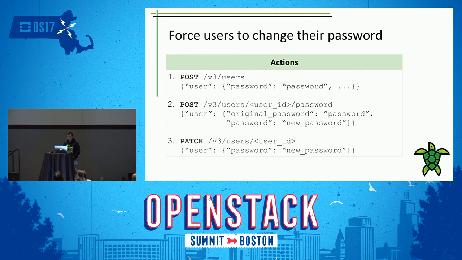And after, if they forget the password or they need an administrative reset for some reason, the administrator is going to run the third command here, which is updating the user entity in the Keystone API. And after that operation, the user will be required to reset the password again.